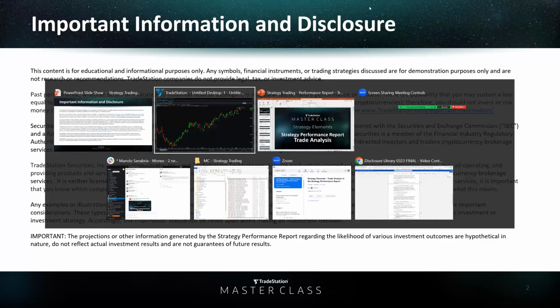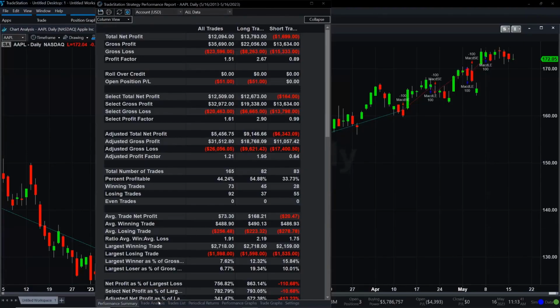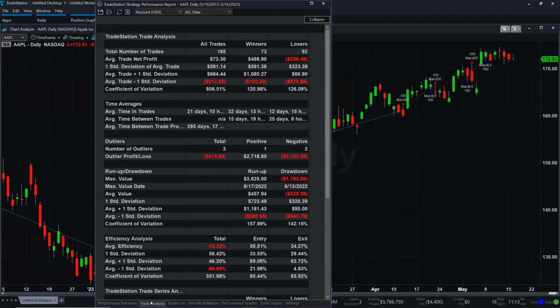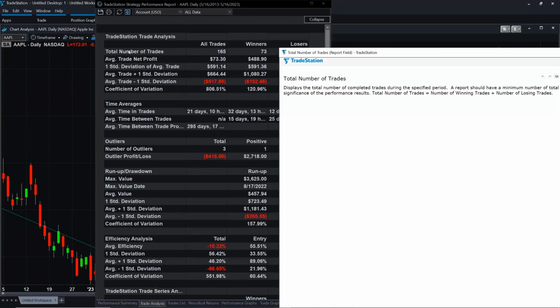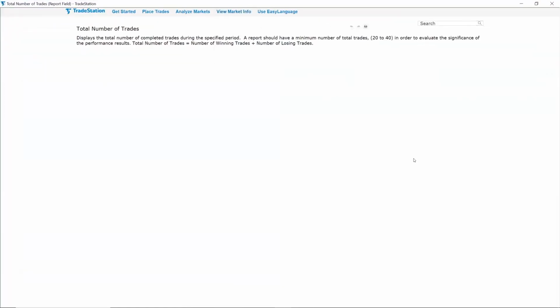Let me go back here to Trade Decision and show you what I mean by that. If I go to the Trade Analysis, which is a tab that we're gonna focus on today, if I go to the very top and I click on, for example, total number of trades, before I would click here, let me move this away, I would click here and it would give me some sort of a window. Now it opens up the TradeStation help. Now this is just, of course, all the documentation exists in help, and the little pop-up window that would show up before was actually feeding from the help.